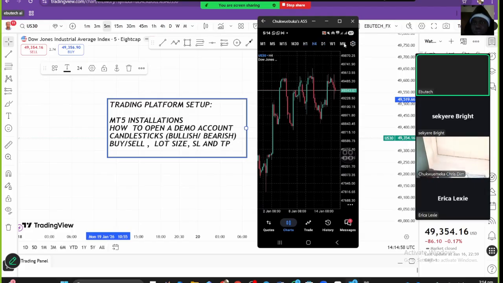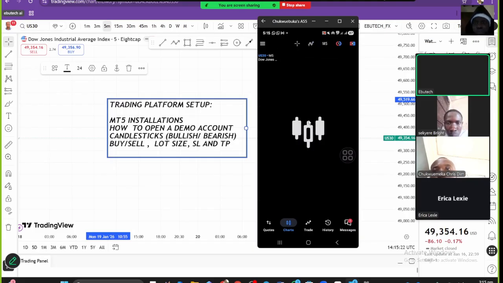So now we have monthly, weekly, 4 hours, 30 minutes, 15 minutes, 5 minutes, and thereabout. If you have your MT5 like this, where you put your time frame should be 5 minutes, because it's the 5 minute time frame that you always take trades on.